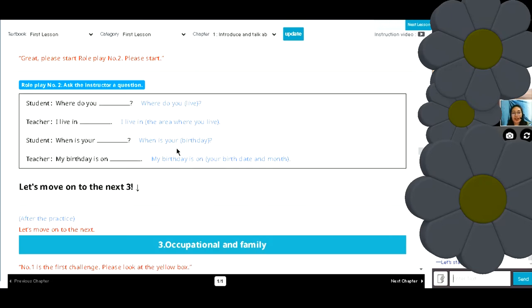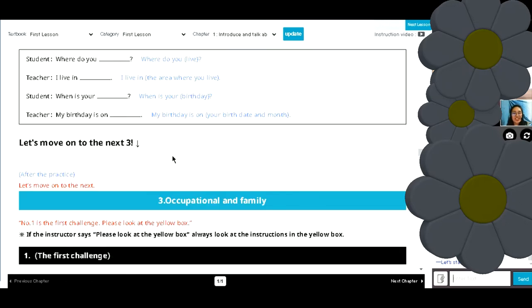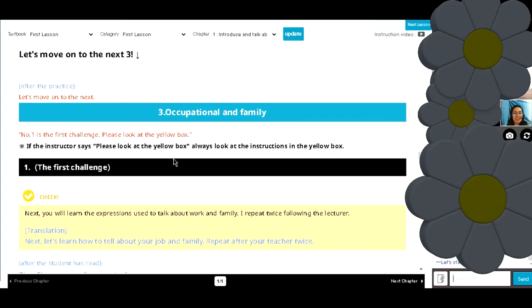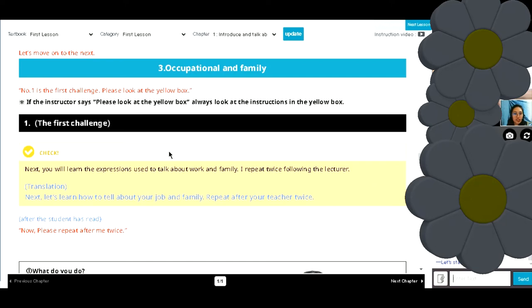This time let's do role play number two. You may start. Where do you live? I live in the Philippines. When is your birthday? My birthday is on November. Okay, let's move to the next. Okay, let's have the first challenge. Can you please look at the yellow box?